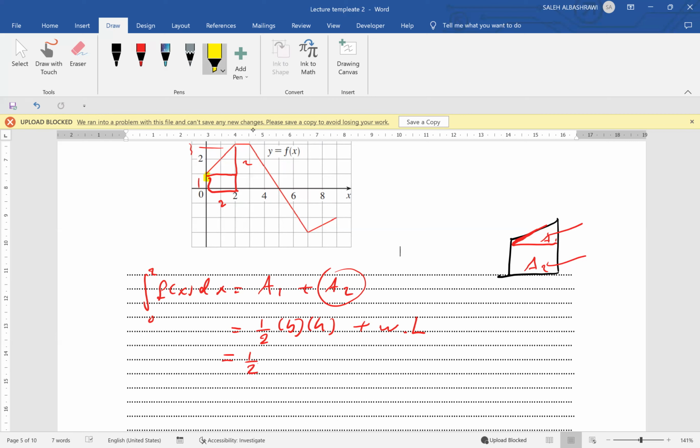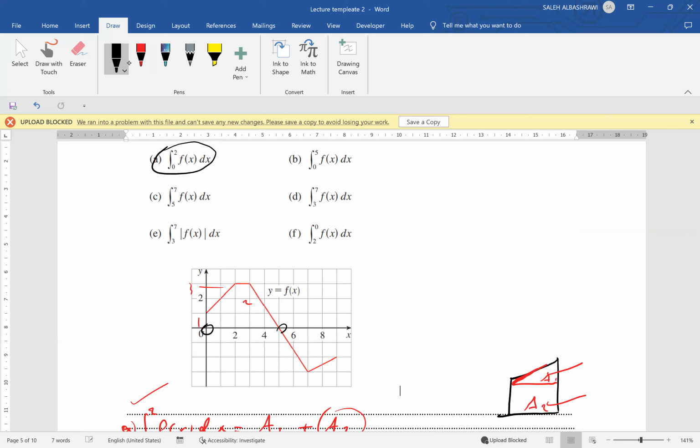For the second part, we need to find b, from 0 to 5. Let me take this out. And I need to find the value of the integral between 0 and 5. Now between 0 and 5, what do we have here? This can be seen as the shape from 0 to 2, and we already found this one. This part we said is equal to 4, already done.